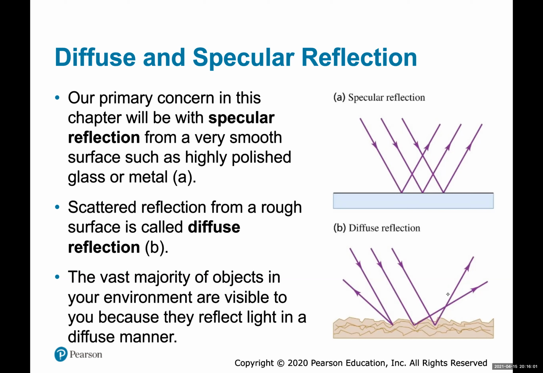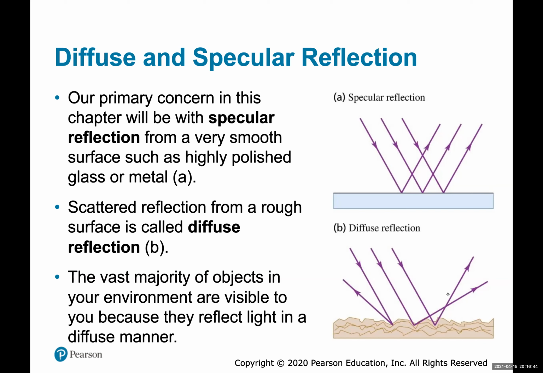Almost everything is visible at all because of diffuse reflection. Only certain things are visible as participants in specular reflection. And it's almost like those surfaces that obey specular reflection are less visible in and of themselves than the reflections that they permit.